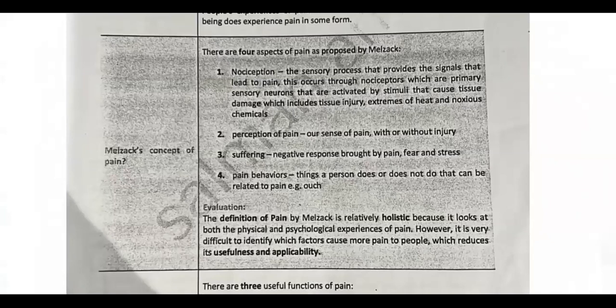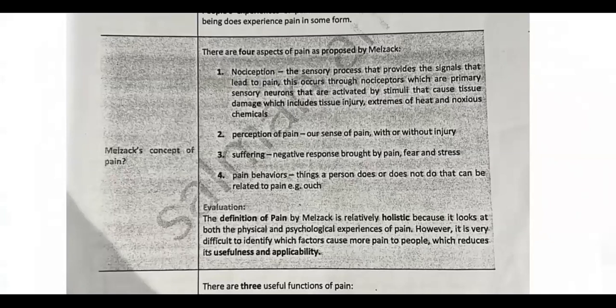So again, your perception of pain is another thing that will matter. The third thing that will matter is the suffering: how much fear, how much stress, how much pain is this thing inflicting on you. And the last thing is pain behaviors. Once you have the nociception where your sensors are activated, and once you have your perception of pain and your suffering, how do you react to it? What is your behavior, what is your response towards it? Those are the four basic stages of a person undergoing pain.